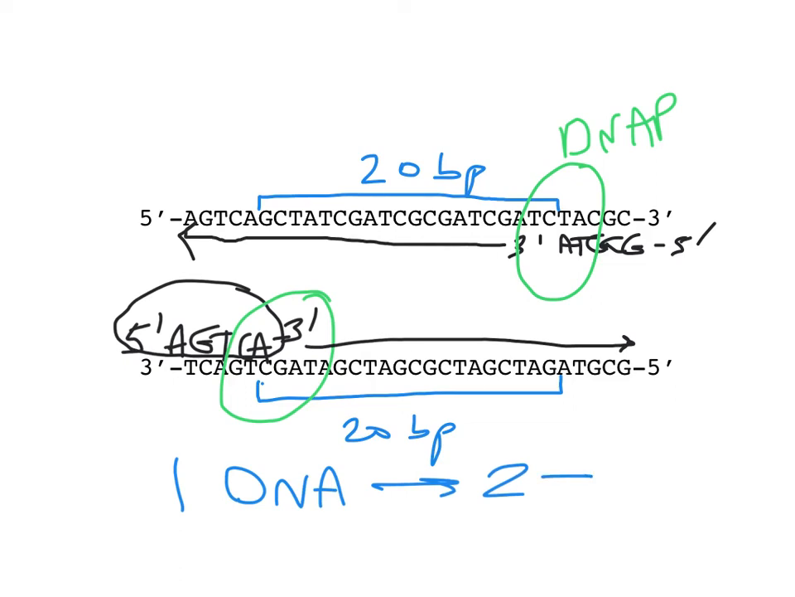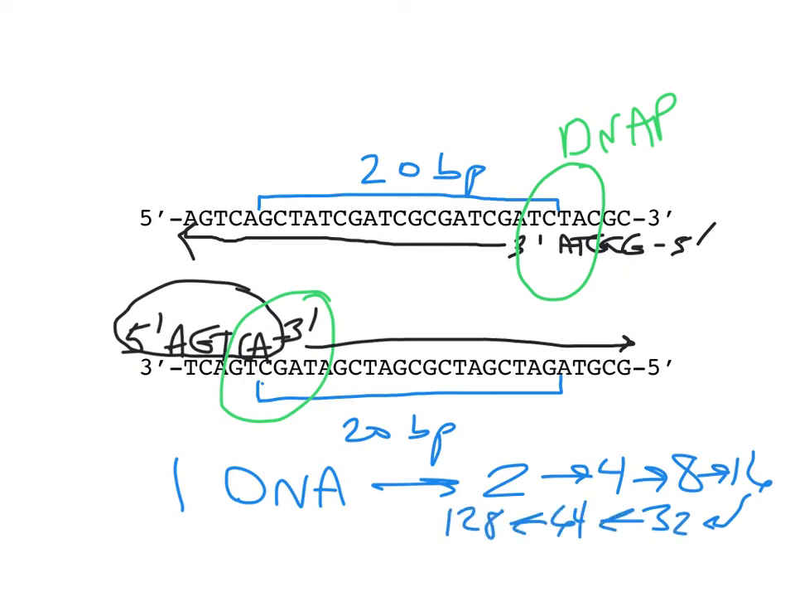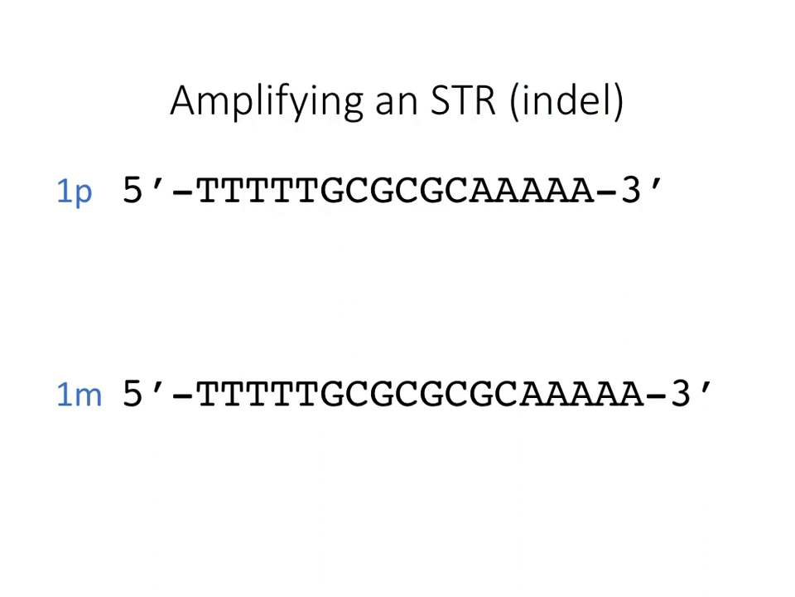So that's the chain reaction part, is that every time you add more primers and do this process again, you double the existing amount of DNA in the tube. 2, 4, 8, 16, 32, exponential growth. So with specific respect, though, to what we've been talking about, STRs and DNA fingerprinting, PCR is also used for that process.